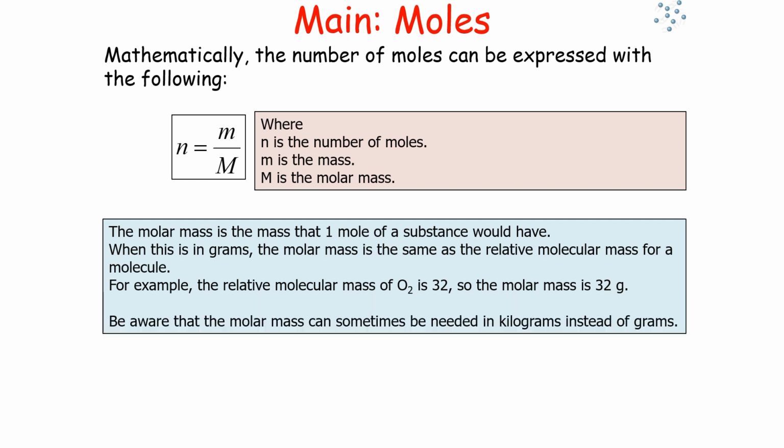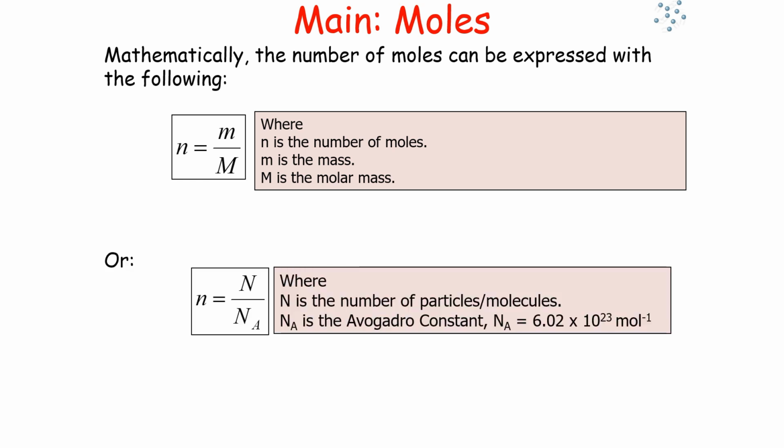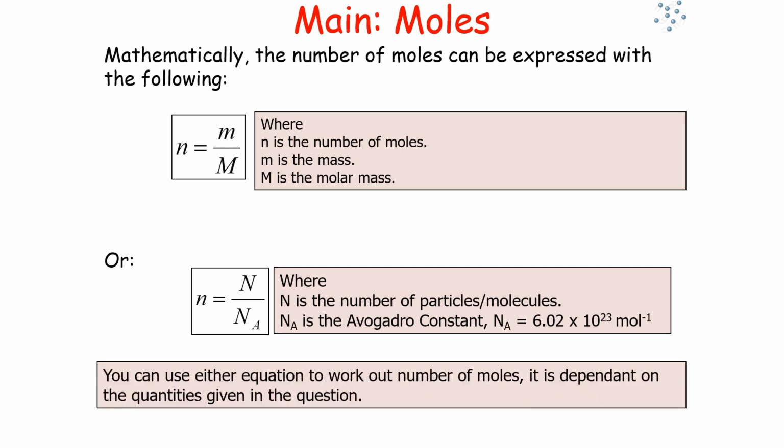But please be aware that the molar mass can sometimes be needed in a question in kilograms instead of grams. So just be mindful of this. Now you can also write this equation in another form. We can say that the number of moles is equal to N over Na, where N is the number of particles or molecules in a substance and Na is Avogadro's constant, 6.023 times 10 to the 23. Now you can use either of these two equations to work out the number of moles in a substance. It's dependent on the quantities you are given in a question.